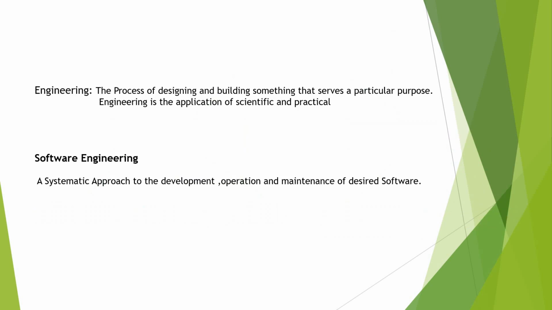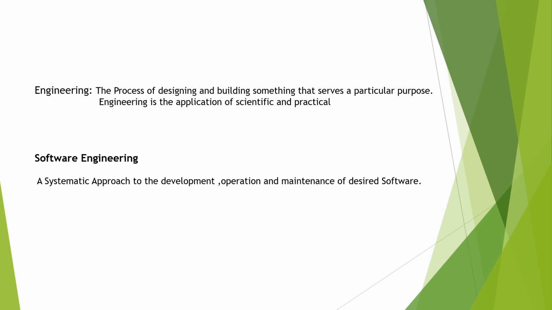Next thing is, what is engineering? Engineering basically is the process of designing and building something that serves a particular purpose. Or engineering is the application of scientific and practical knowledge to invent, design, build, maintain and improve frameworks and processes, etc. So those two words, software and engineering, define software engineering.